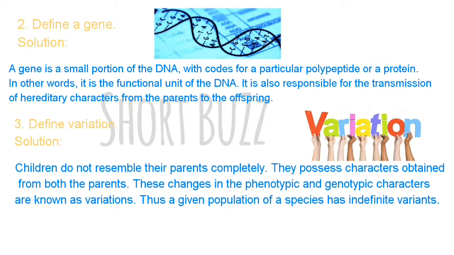The third question says, define variation. Children do not resemble their parents completely. They possess characters obtained from both the parents. These changes in the phenotypic and genotypic characters are also known as variations. Thus, a given population of a species has indefinite variants.